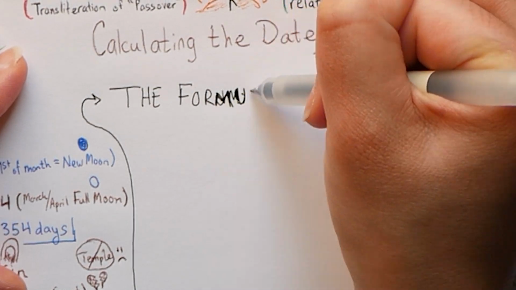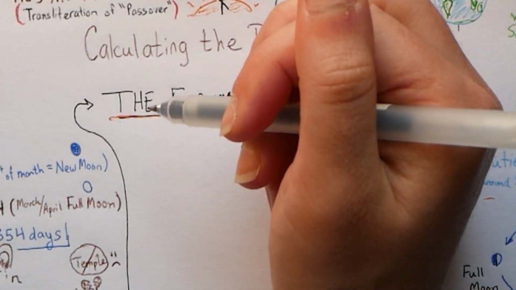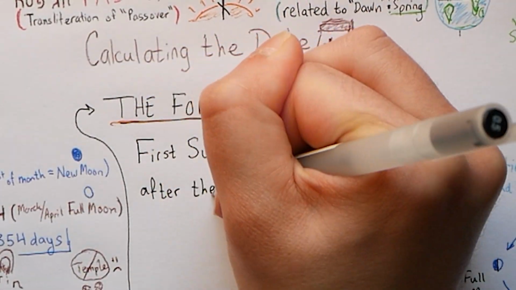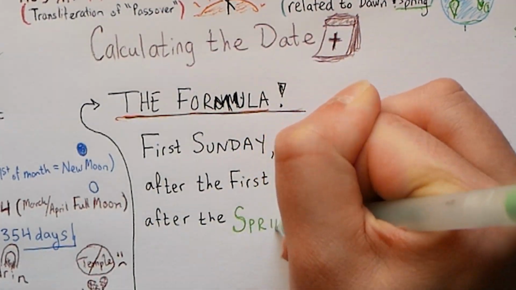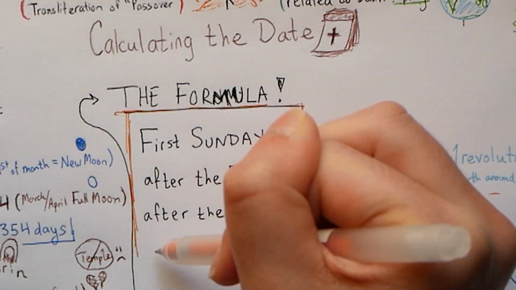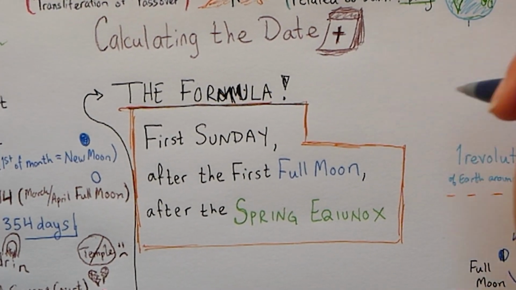So the formula that we all know and love has to be the first Sunday after the first full moon that's after the spring equinox, or vernal equinox. One more last astronomical lesson for the day.